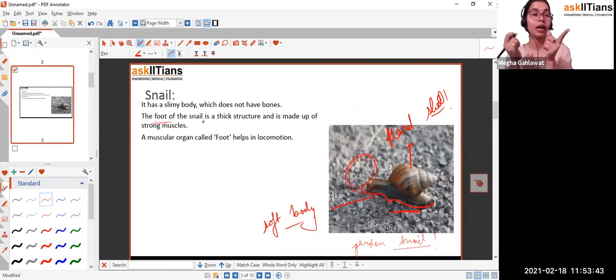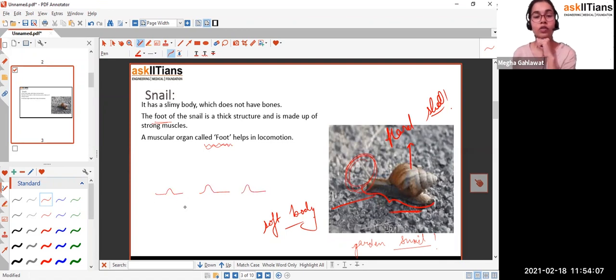One thing's for sure, whenever the body lacks in one thing, it is going to make up for it in another thing. For example, if the snail does not have a strong skeleton or anything, it will have strong muscles which help in the proper movement from one place to another, right? So the muscular organ is called the foot and it helps in locomotion. Now how it moves, like this and then this and then this.